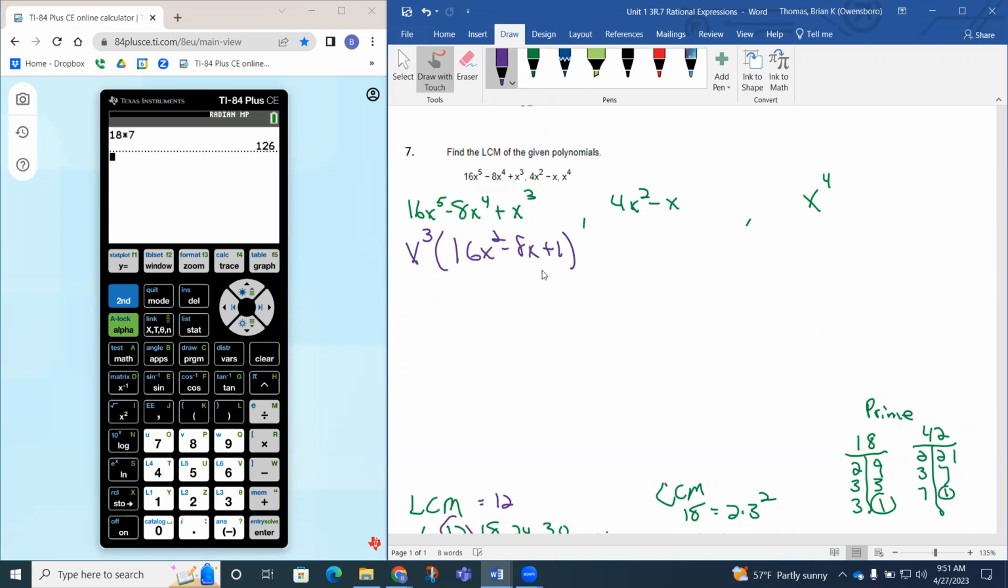in that place. So if I multiply x cubed times 16x squared, notice how that does give me 16x to the 5th. Minus 8x to the 4th. Notice how I pulled out 3 of the x's. That just leaves me 1x. The 8's still there. So that would be that. But notice that this 16x squared minus 8x plus 1, looks like that's got to be factorable.